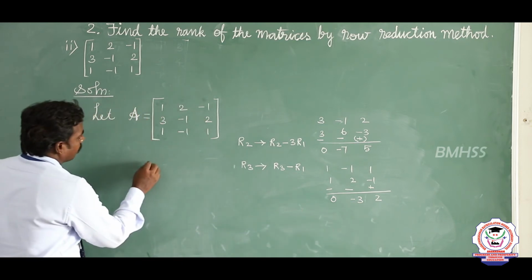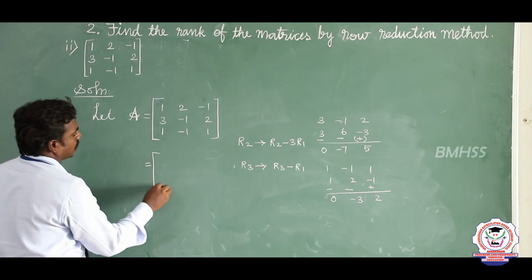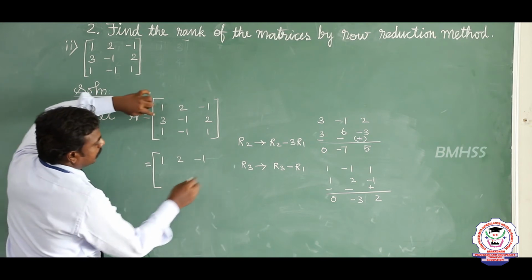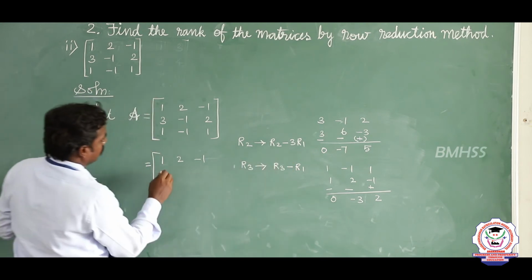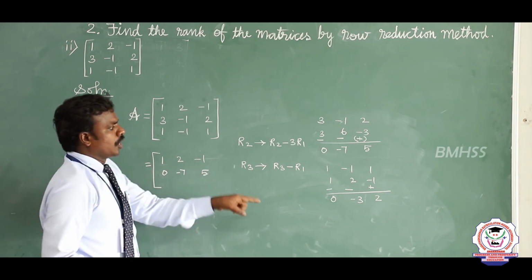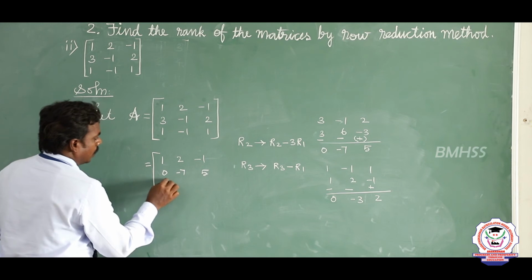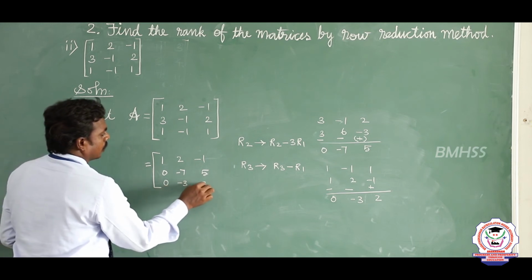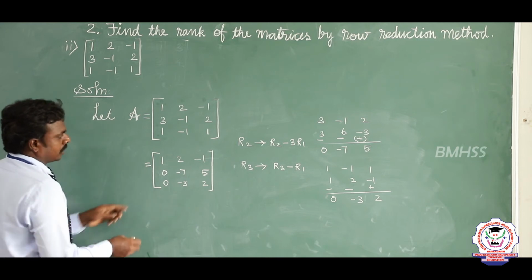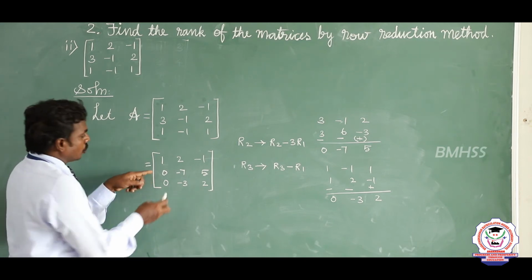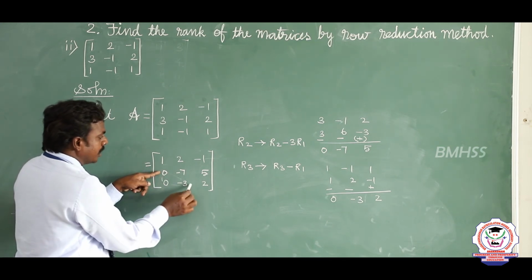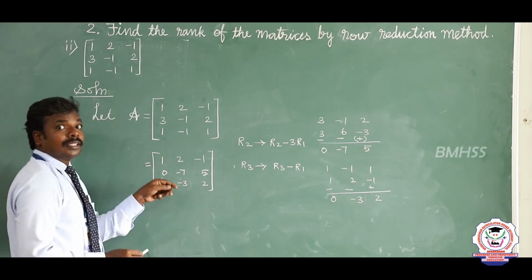Very simple. From the given matrix, the first row is 1, 2, minus 1, the second row is 0, minus 7, 5, and the third row is 0, minus 3, 2. From this, next, I want to make triangle shape zeros from the second row first element. So this is the triangle shape. So this 3 I want to make 0.